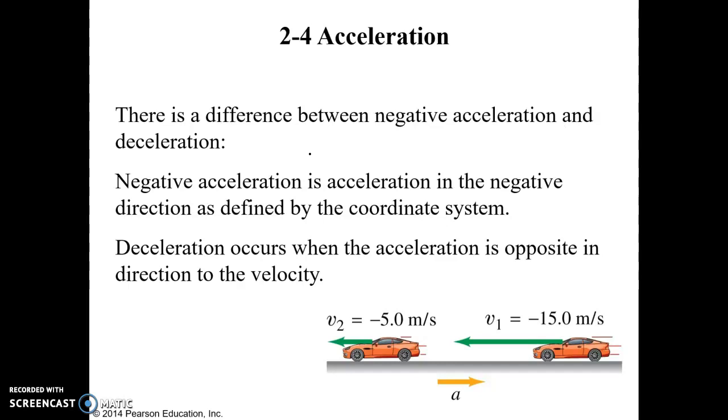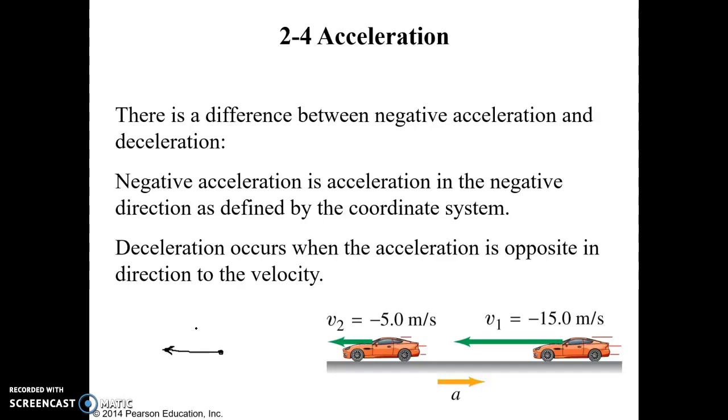So a quick little clarification here. There is a difference between negative acceleration and deceleration. So if we've set up our x-axis coordinate system and we're traveling to the left and we are accelerating in that direction and going faster and faster and faster, we have a negative acceleration. But if we're going faster and faster, we're not decelerating. Deceleration occurs when the acceleration vector is opposite in direction to the velocity vector.